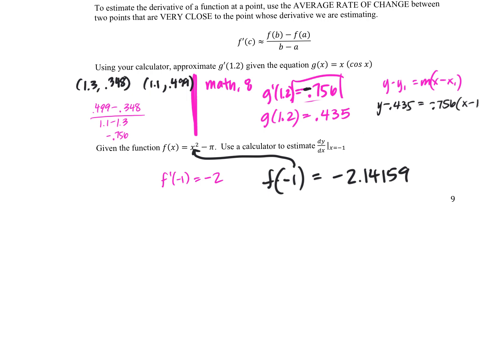So you guys, what's the equation of this tangent line? Boom. AP is going to give you a point for that, Sammy. Okay? Now let me just show you. Let's see if it actually looks like a tangent line. If I graph my function, x squared minus pi, and then I say my tangent line is negative 2 times x plus 1, minus 2.14159. Does that look tangent when x is negative 1?